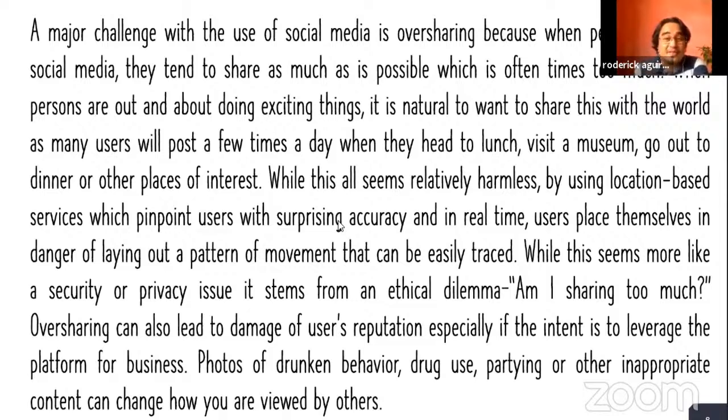Okay. While this seems more like a security and privacy issue, it stems from an ethical dilemma. Am I sharing too much? We need to teach ourselves. Am I giving the right response to the other person? So this is what we say, think before you click. Even if we taught our students this statement, this cliche, that think before you click, the thinking should be taught at school.